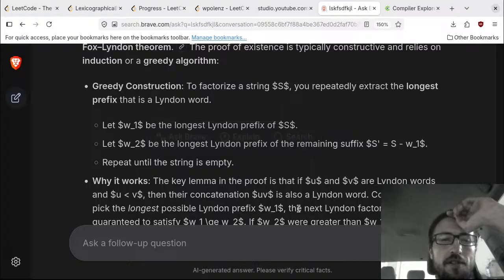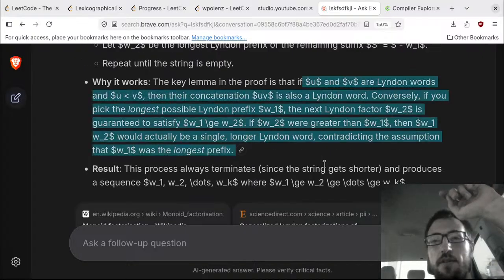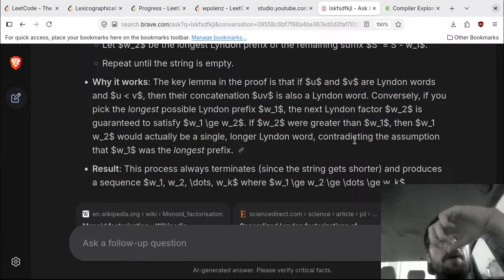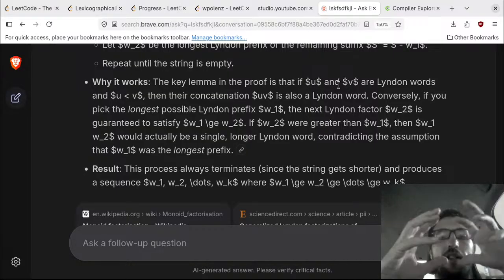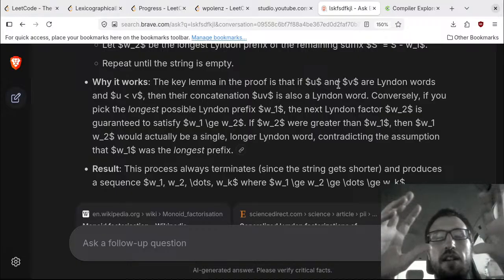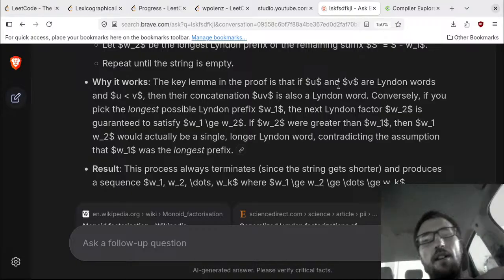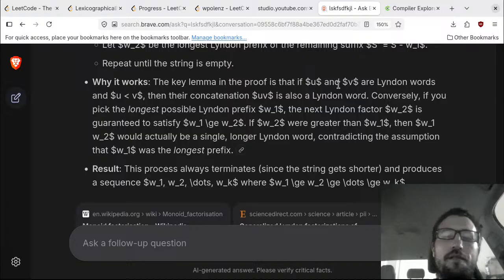Okay, why it works. The key lemma in the proof is that if U and V are Lyndon words, and U is less than V, then their concatenation UV is also a Lyndon word. Oh, interesting. So if U and V are Lyndon words, and U is less than V, you can concatenate the two, and it's still a Lyndon word. That's very interesting.